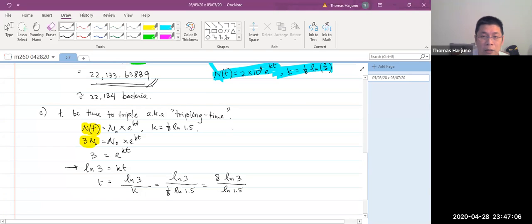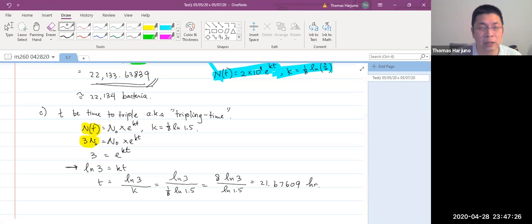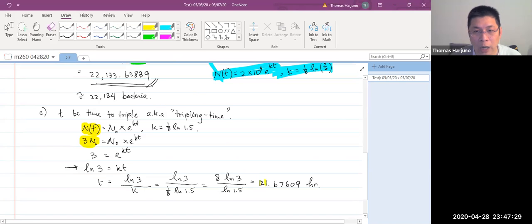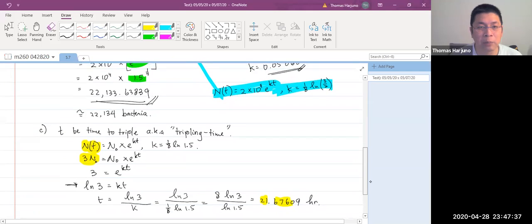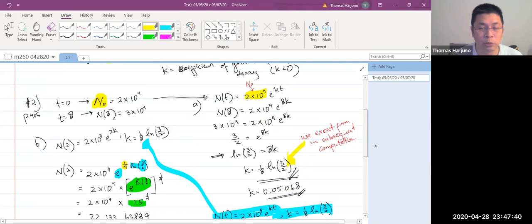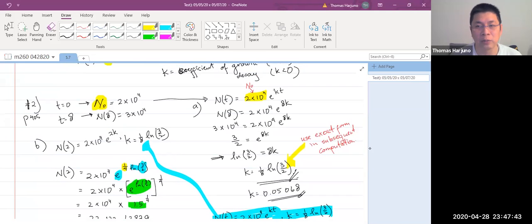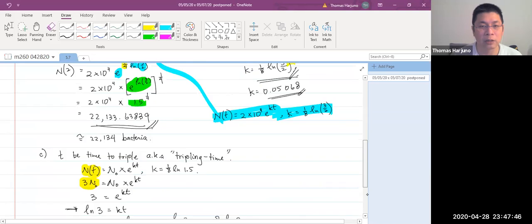I get t equals 21.67609 hours, because the unit is hours. So if you wait approximately 21 hours and 40 minutes, since 0.67 is approximately 2/3, then the number of bacteria will be triple the original amount, which will be 6 times 10 to the 4, 60,000 bacteria.